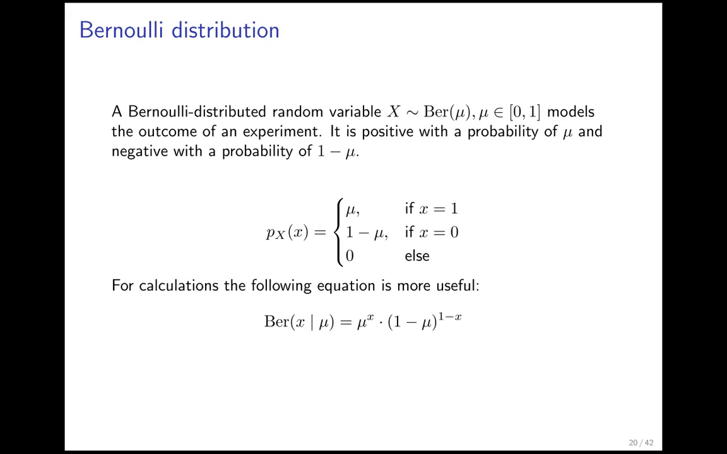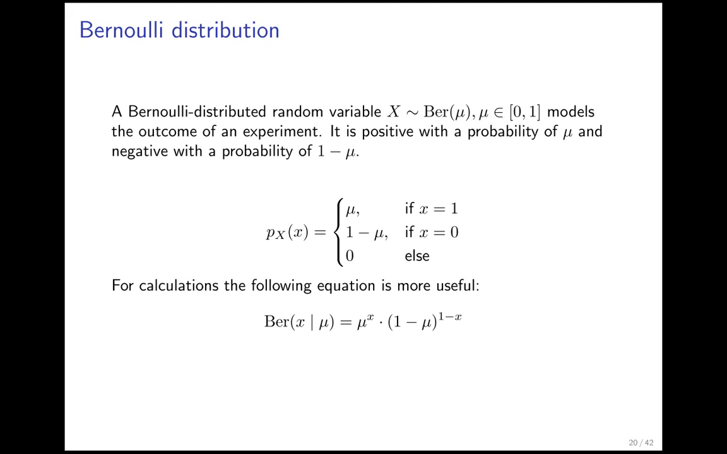And the corresponding probability mass function is very simple. It's mu, the probability mu, which is a parameter between 0 and 1, if it's a success, and the counter event obviously has the counter probability, so it's 1 minus mu if you have a failure, which corresponds to x equal to 0.